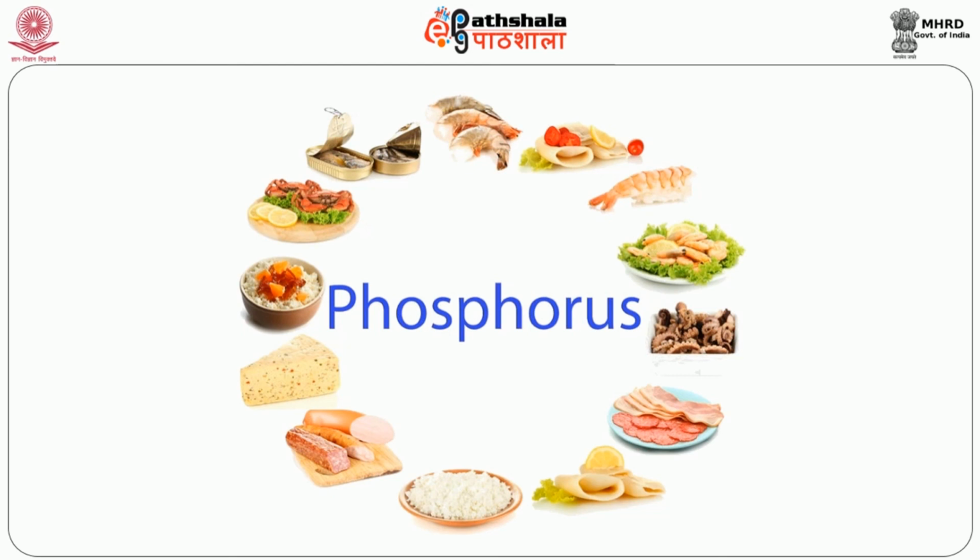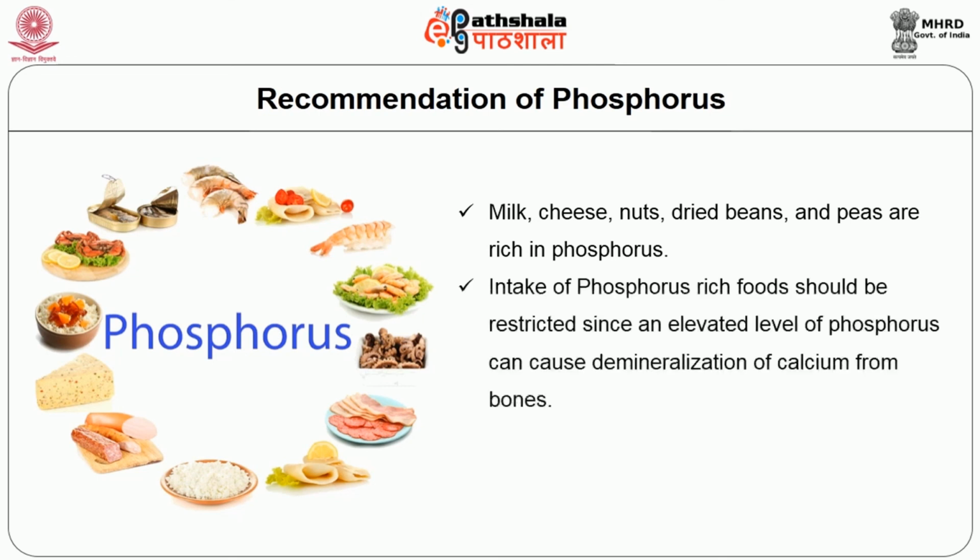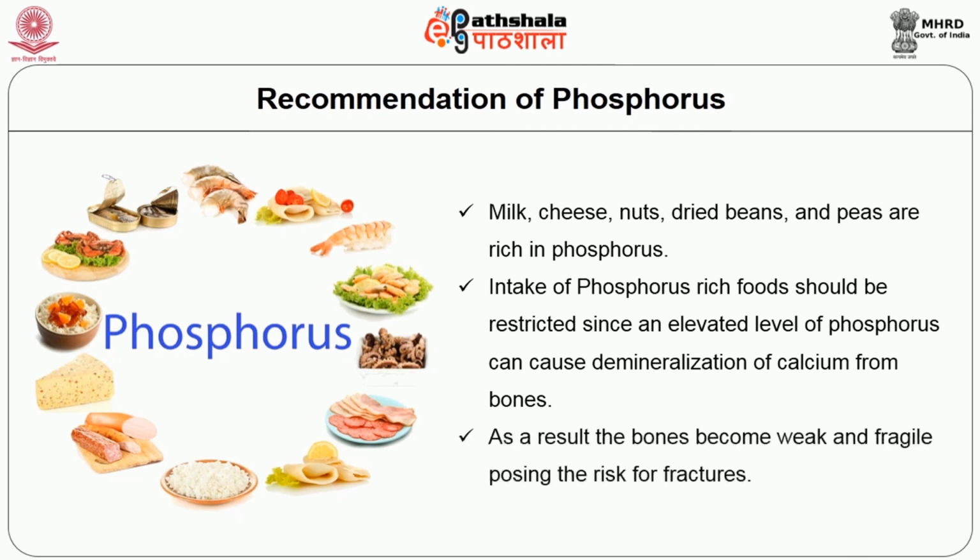Phosphorus is a mineral found in almost all foods. Milk, cheese, nuts, dried beans and peas are rich in phosphorus. Intake of phosphorus-rich foods should be restricted since an elevated level of phosphorus can cause demineralization of calcium from bone. As a result, the bone becomes weak and fragile, posing the risk for fracture.